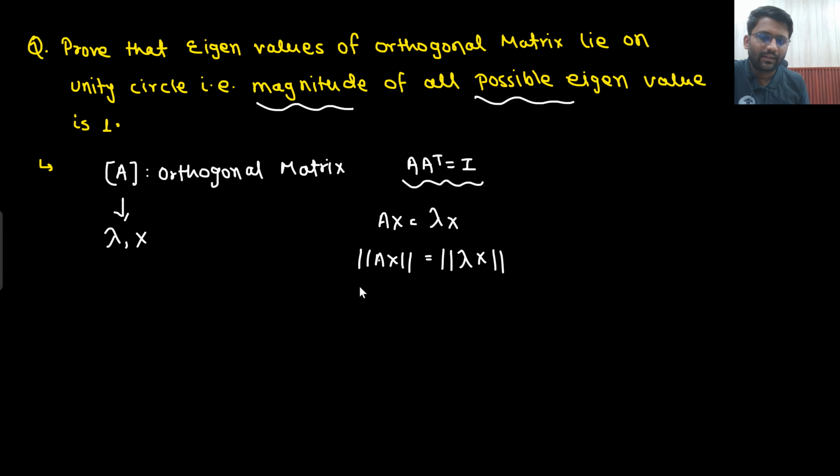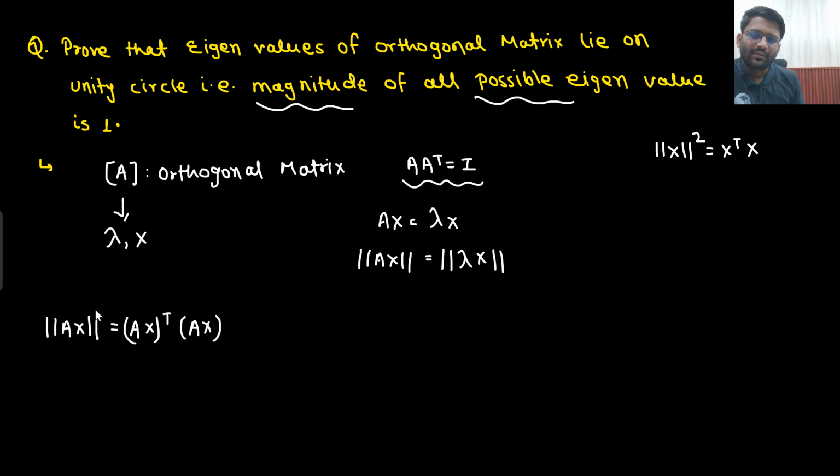Understandable? Let's try solving this one now. What would this represent? So this would simply represent, can I write it down in this manner? Is that correct? Magnitude of x square was x transpose into x. So here it should be square.